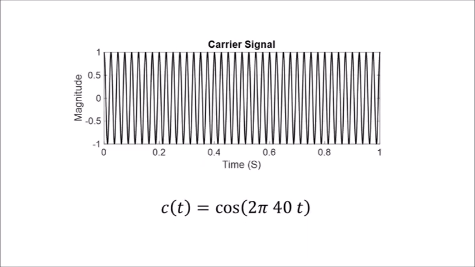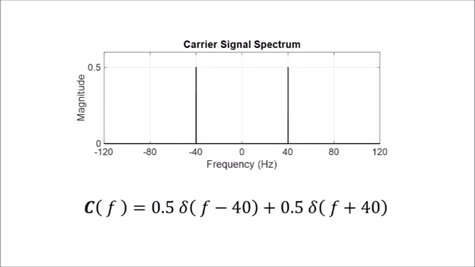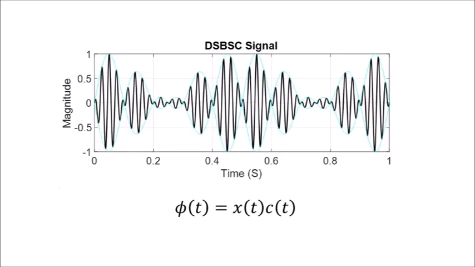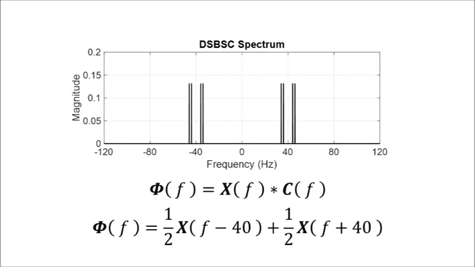The carrier signal is a cosine with an amplitude of 1 and a frequency of 40. We take the fast Fourier transform of the carrier signal and we get a pair of delta functions, one located at f minus 40 to the right and one at f plus 40 to the left. The Fourier transform of the double sideband suppressed carrier amplitude modulated signal leads to the spectrum of the baseband message signal being shifted and replicated and centered at the carrier frequency.